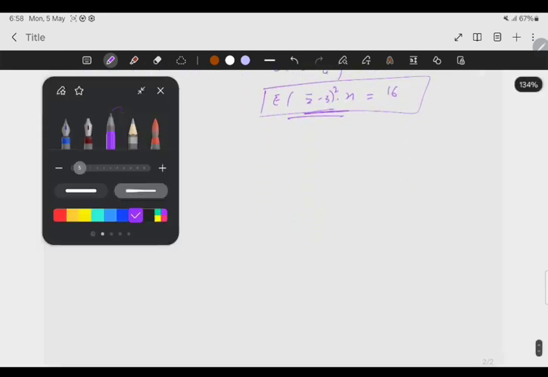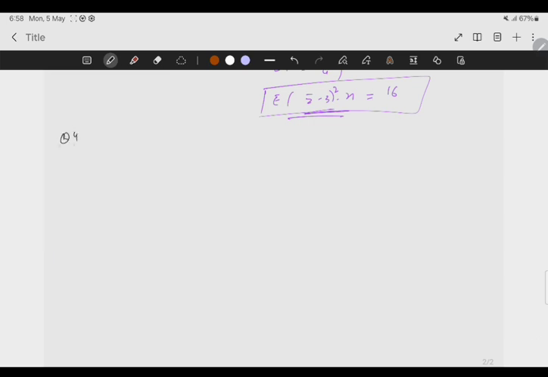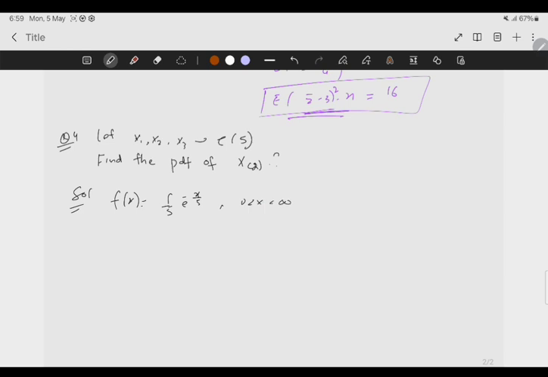Now another question, question 4. Let X1, X2, X3 follow exponential 5. Find the PDF of X2, that is the second order statistic. To solve, simply, what's f of x? That is 1 by 5 e raised power minus x by 5, where x is from 0 to infinity. What's capital F of x? As you know, that is simply 1 minus e raised power minus x by 5.